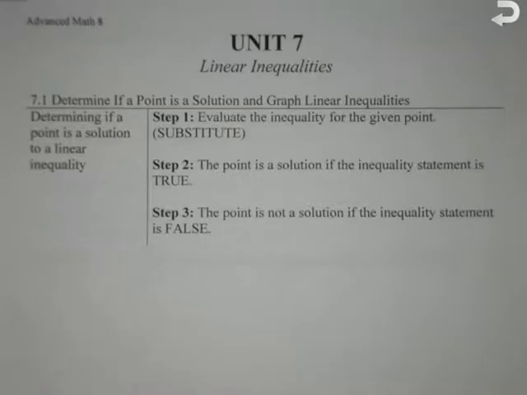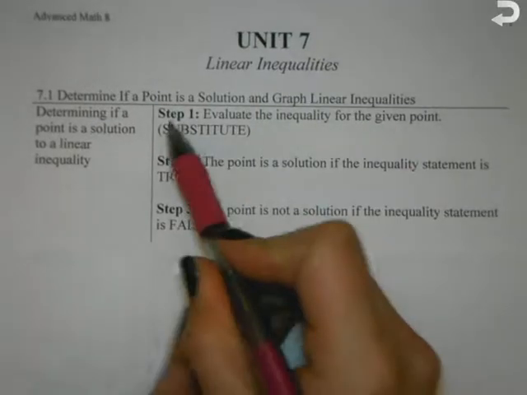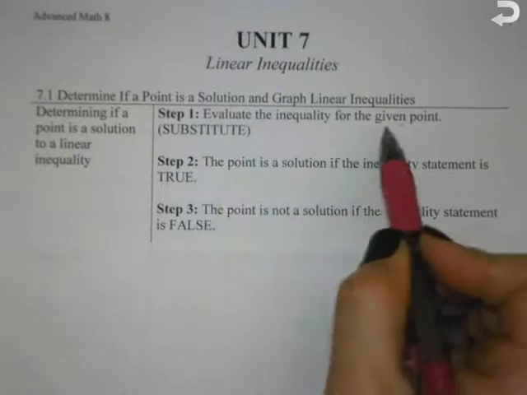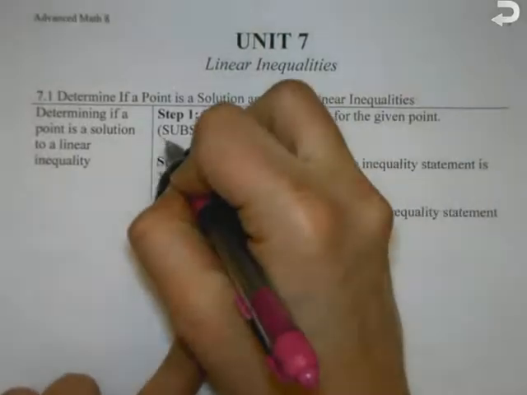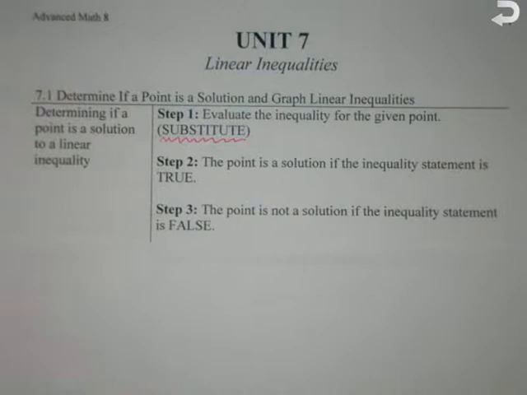Okay, so 7.1, we are going to determine if a point is a solution, and then we're going to graph the linear inequalities that we get. So our first step is how do we determine if a point is a solution to a linear inequality? So your first step, you're going to evaluate the inequality for the given point, and that's just another way of saying substitute. So I'm going to give you an inequality with x's and y's, and then I'm going to give you a point. You plug in the x, you plug in the y, okay?